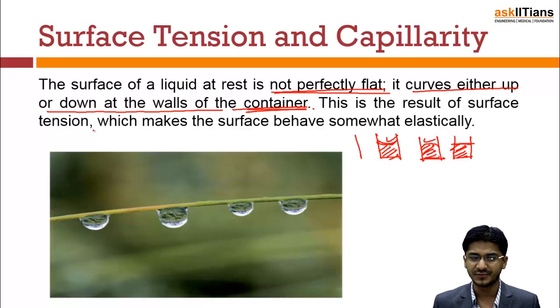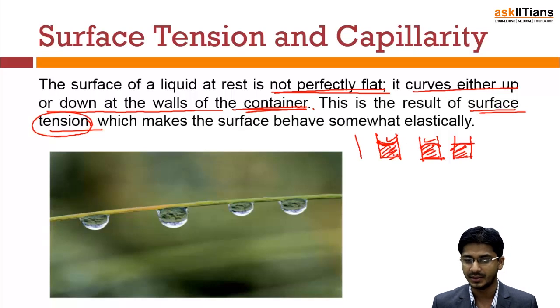Now this is the result of surface tension. Why does this happen? This curved surface that you see, why does it happen? It happens because of the surface tension of the liquid that is filled in any container. Let's see what exactly this surface tension is.